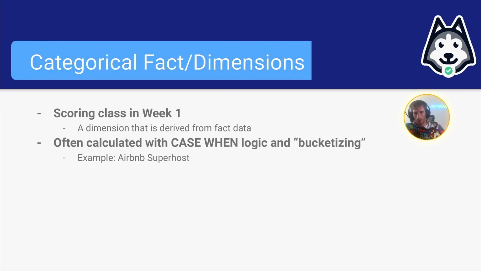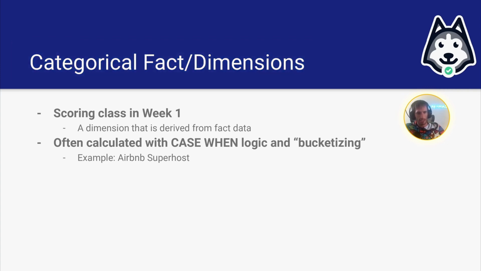Okay, so let's talk more about categorical fact bucketing of dimensions. We had a very simple bucketing example in week 1 where we bucketized users based on points, right? But a lot of times it might be more complicated than just one value like points. For example, for Airbnb Superhosts, there's a bunch of criteria. You have to look at a bunch of columns together to create that dimension. You have to have a certain amount of ratings, a certain number of bookings, and a certain amount of revenue or something like that.